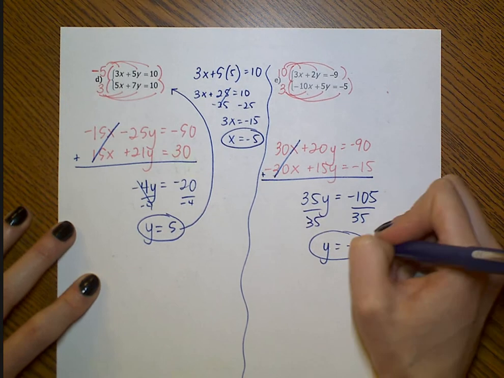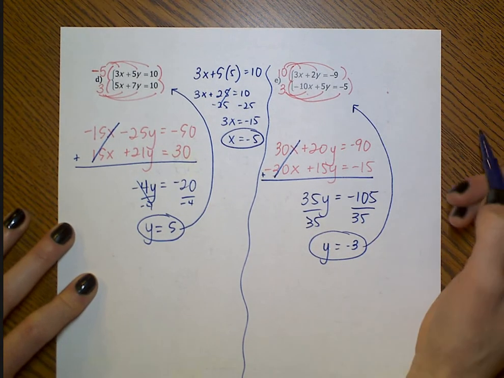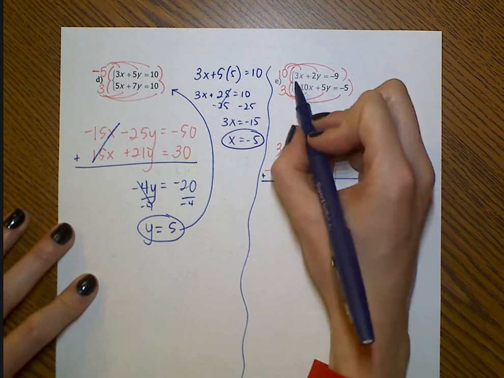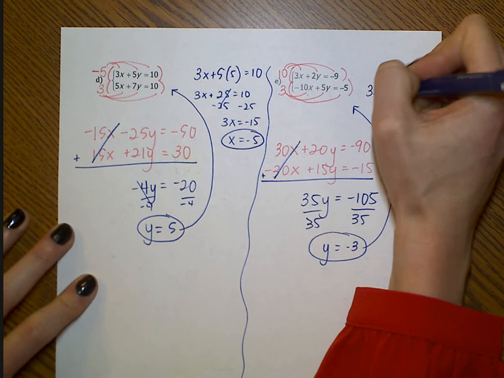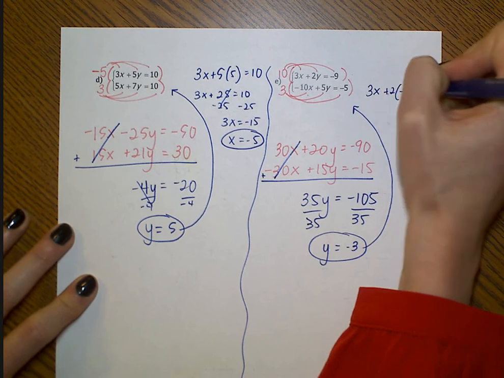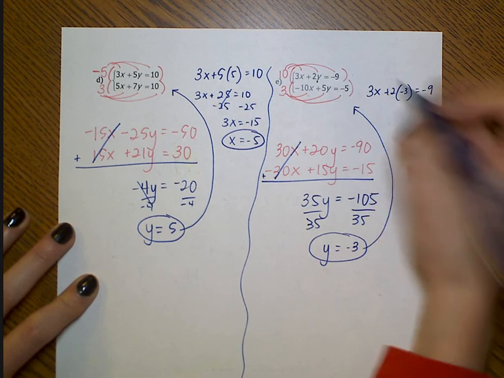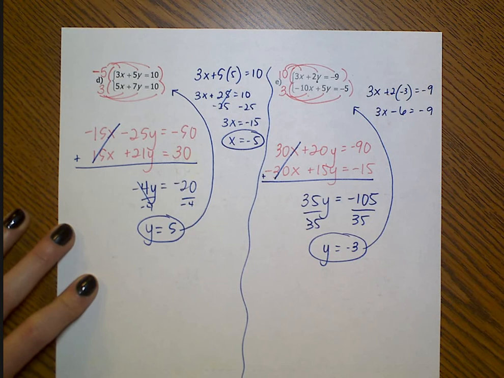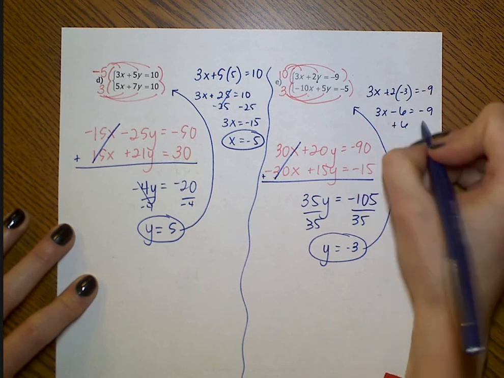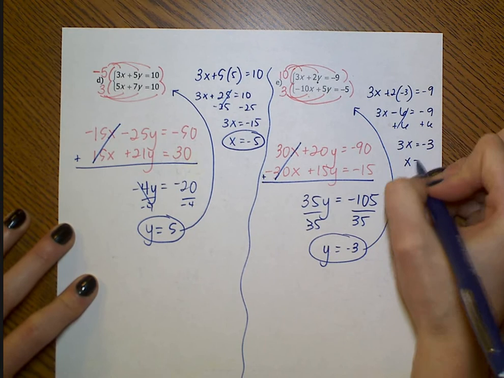All right, last step is to bring it back up and choose one equation to plug into. Same thing, I'm just going to go for the first one. So 3x plus 2. I know that y is -3, so I'm going to plug that in there. So that's 3x minus 6 equals -9. Add 6, and then divide by 3, and you should get x is -1.